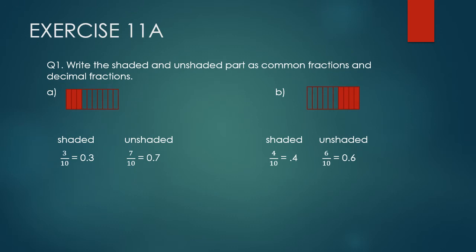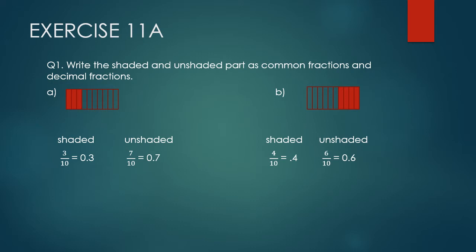Let's start exercise 11a. First question we are having: write the shaded and unshaded part as common fraction and decimal fraction. In this question, some figures, some pictures are given to you and you have to write these as common fraction, also as decimal fraction. See the first figure, first picture.